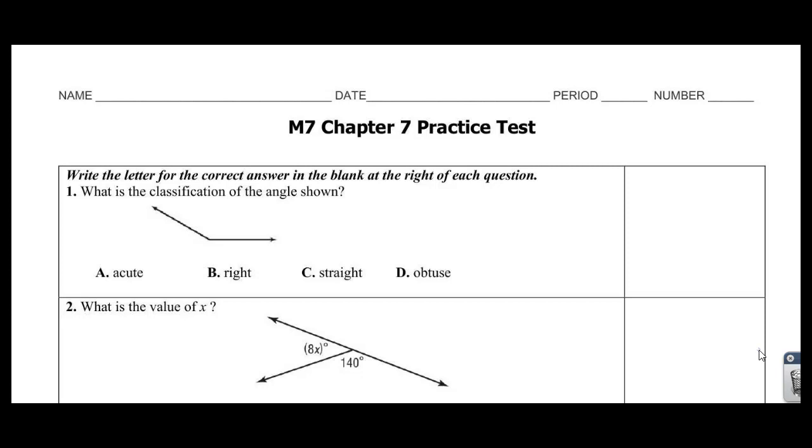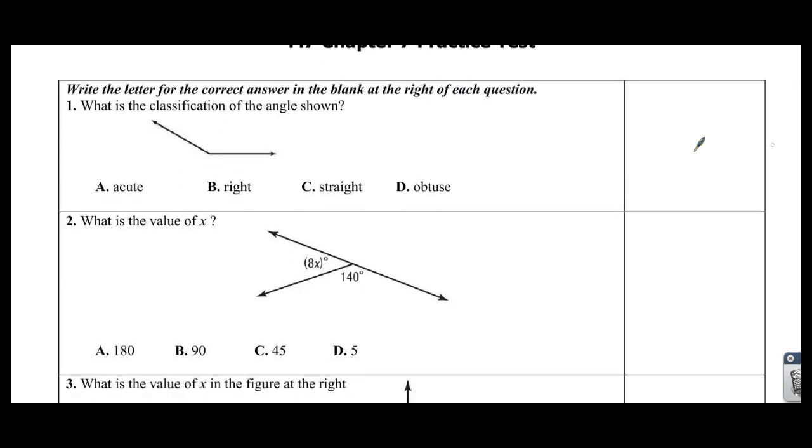And remember, if you don't get all the notes down, this video will stay on the website, so you will still have access to it. All right, so let's jump in here. Problem number 1, let's scroll this a little bit. Problem number 1, they want you to identify this angle.